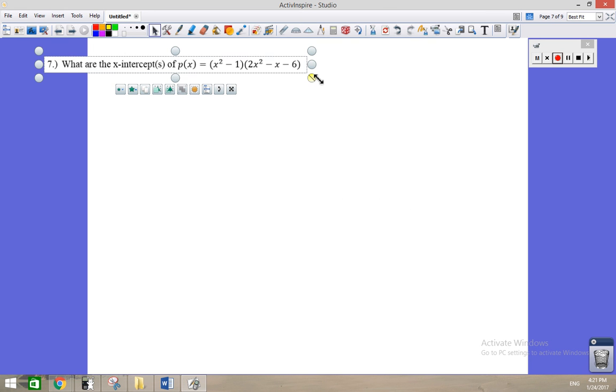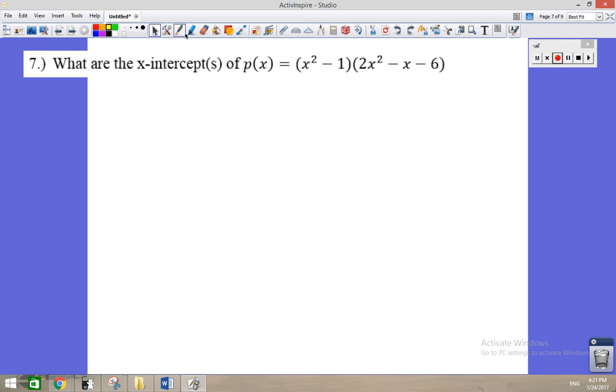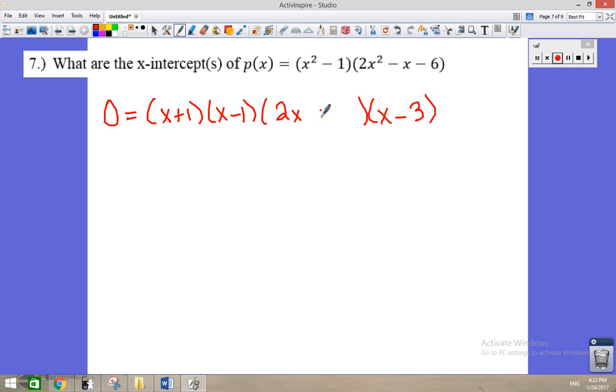What are the x-intercepts of this? Well, they have factored part of it for me, so let's continue and factor the rest of it. Let's set it equal to 0. X squared minus 1 factors to x plus 1 times x minus 1, and 2x squared minus x minus 6. Go ahead and do your x method. If I'm trying to get a negative 6, a positive 2 and a negative 3 multiplied together give me negative 6.